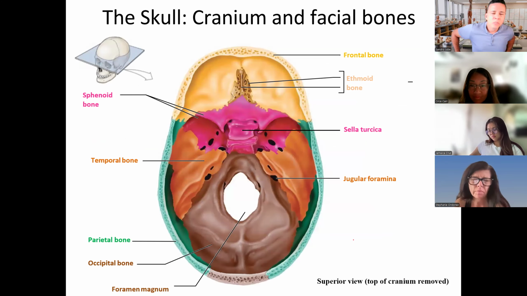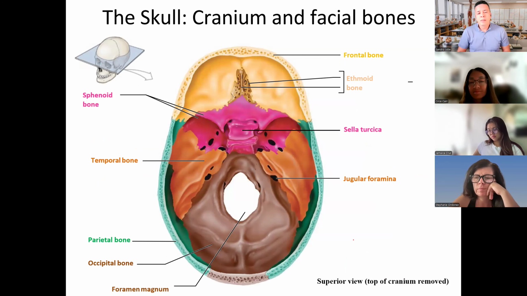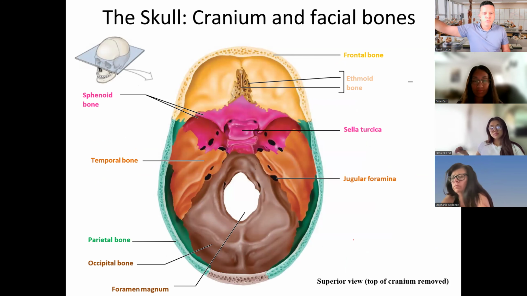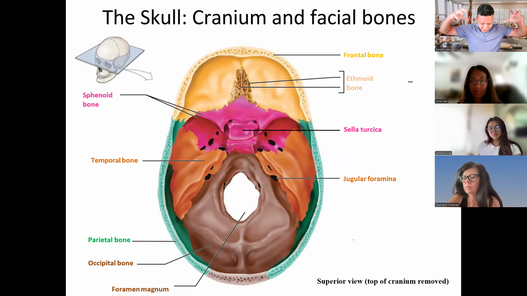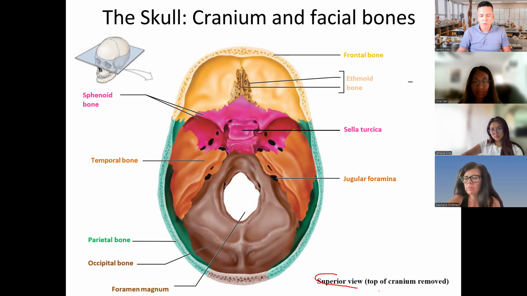All right, so now we're still talking about the cranial and the facial bones. Now, what I'm going to do is slice the skull open, take the top of the skull and remove it. So now we're looking inside the superior view with the cranium removed. Okay? So now here we can see a lot better this sella turcica.